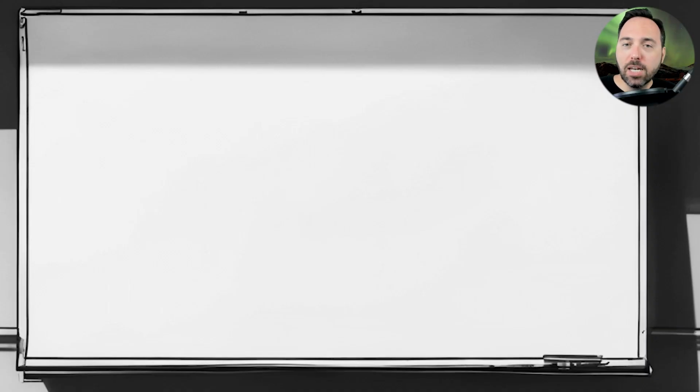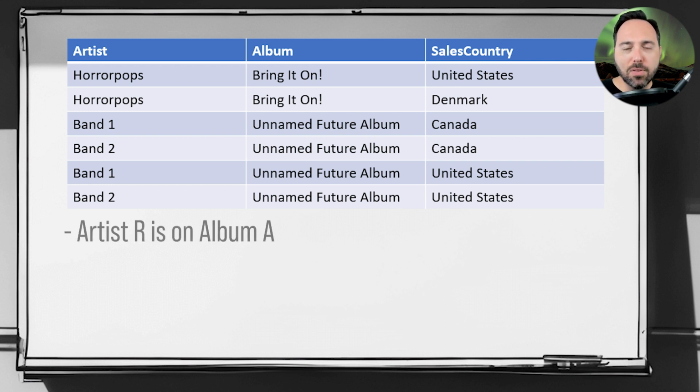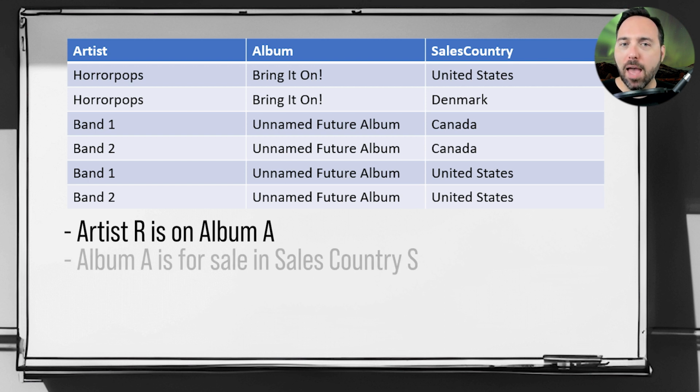History lesson aside, let's make sure we're all clear on what a multi-valued dependency is. You've seen an example of this already. The album sales rel var has a key of artist, album, and sales country. In this rel var, we note that artist R is on album A, and album A is for sale in sales country S. The way that I phrased this gives away the game already.